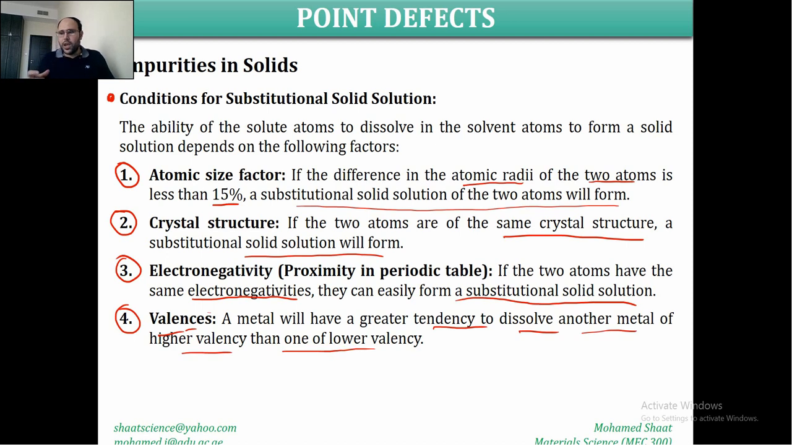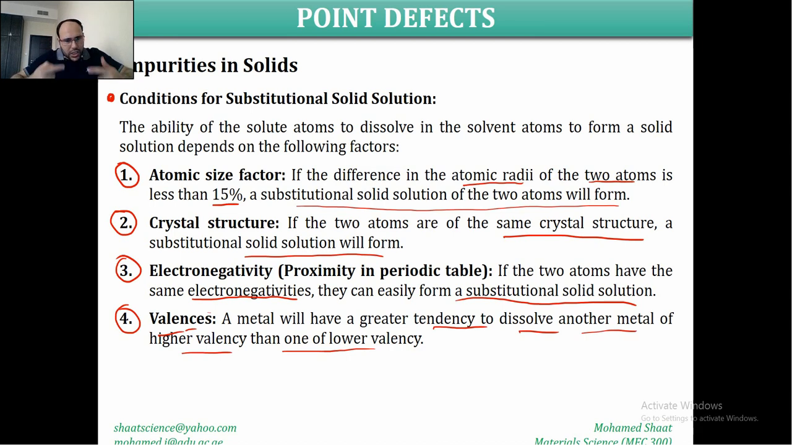So what does it mean? Say you have a material, and there are two candidates as impurities. Which one can be dissolved more easily in this material? This depends on the number of valence electrons at the outer shell of these two atoms. So if the number of valences here is 3 and here it is 2, 3 is bigger than 2, so this one is more likely to be dissolved. The one with the higher number of valences will be more likely to dissolve and form a substitutional solid solution than the other one.